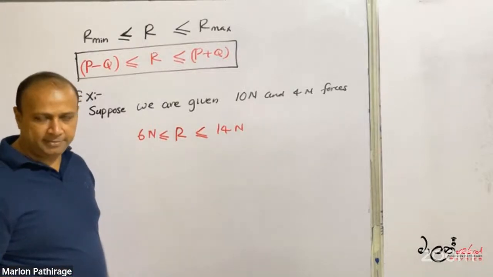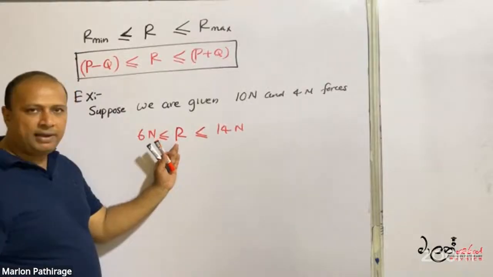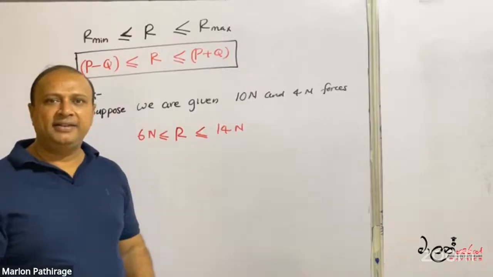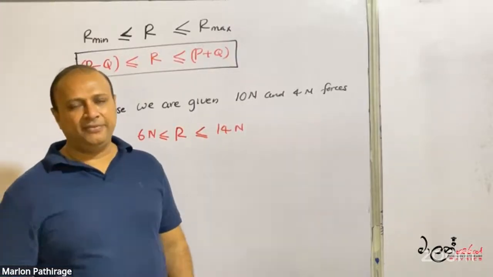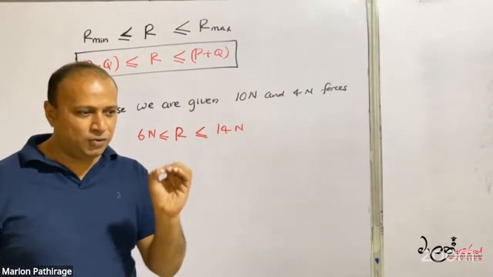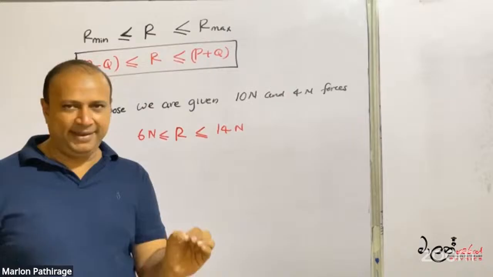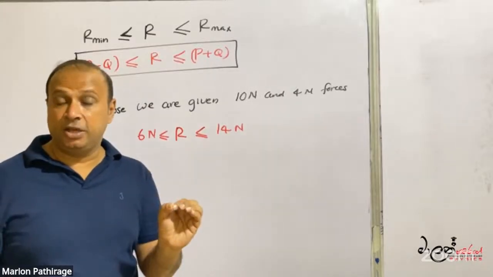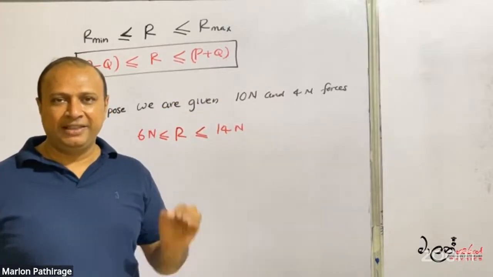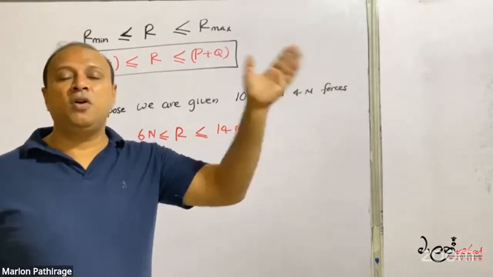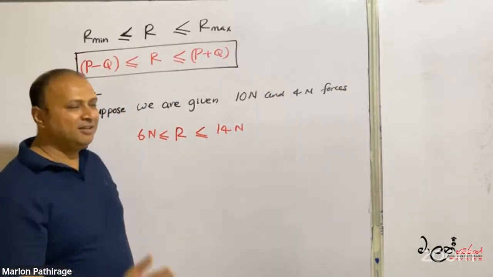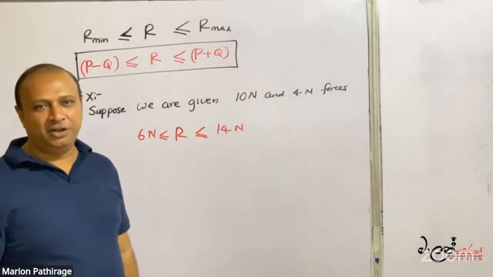It cannot be taken. If there's a value lower than 6 Newton, that value also is not a possible value. Therefore, you have to argue like this. If you are given two vectors, definitely the resultant vector should be in between p minus q and p plus q. The value cannot go beyond those two corners. You have to remember that thing when you are answering such kind of questions.